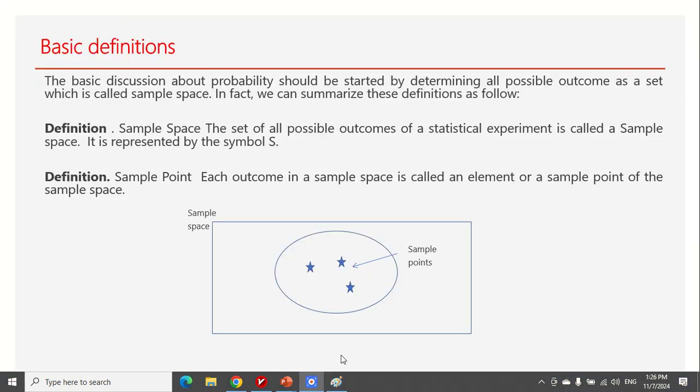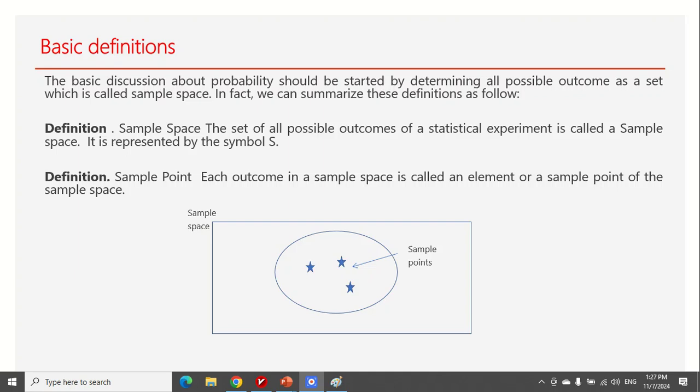To discuss probability, it's necessary to understand some definitions. We start here by talking about the definition of sample space and sample points. It's important to understand this information and concept. Over here we have the sample space. The set of all possible outcomes is called the sample space. This means that when we have some type of statistical experiment, when we toss a coin, roll a die, or do anything else related to probability, we have a sample space.